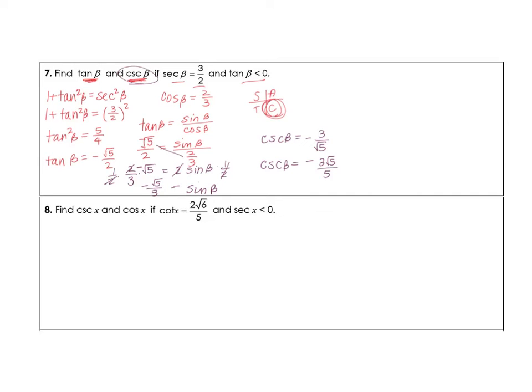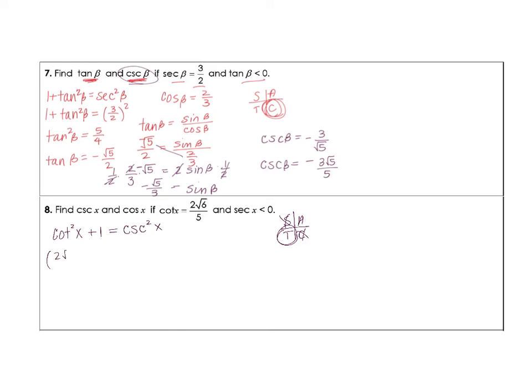Okay, our next problem, we are going to use the Pythagorean identity that has cotangent squared x plus 1 equals cosecant squared x. And we're going to plug in, but we also need to know what quadrant we're in. So let's go look at our signs. Cotangent is positive and secant is negative, so we have to be in the 3rd quadrant. And so let's plug in.